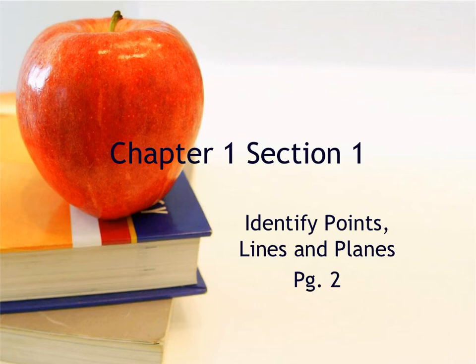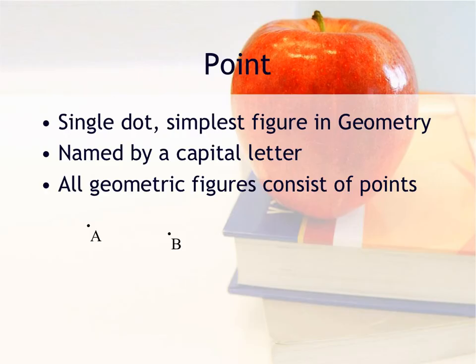So in this section, we're going to learn how to identify or name points, lines, and planes. So the first thing we're going to see is what is a point. And a point is going to be a single dot. It's the simplest figure in geometry. You can name a point by a capital letter, and all geometric figures consist of points.